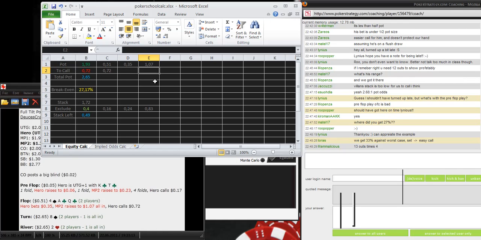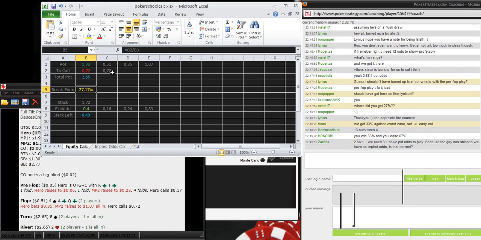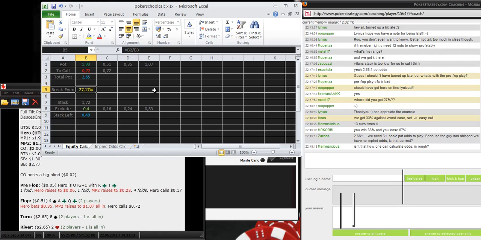And another thing we have to know is how much we have to call. It's 72 cents, and by that you practically divide by 75 cents, divide by the total pot, what you have to call, and you will get the break-even percent of how much equity we will need. Isn't that how one can calculate odds in general? Yep, it's practically the same.